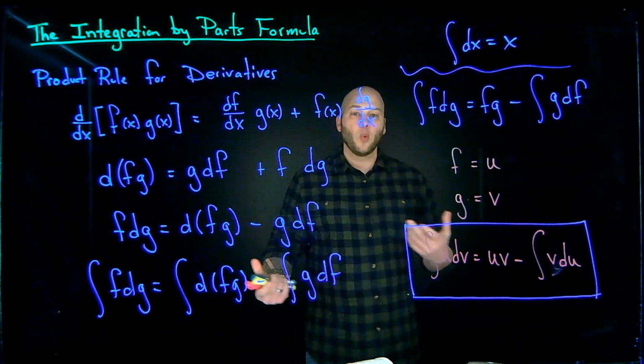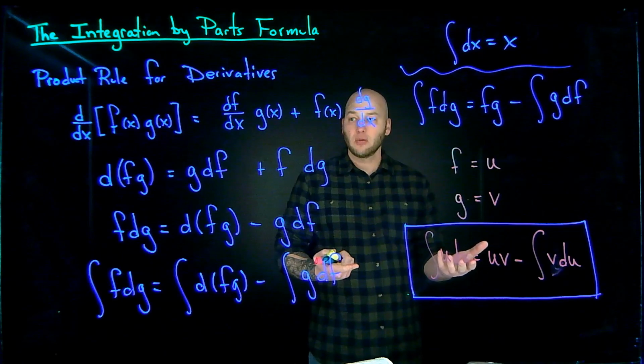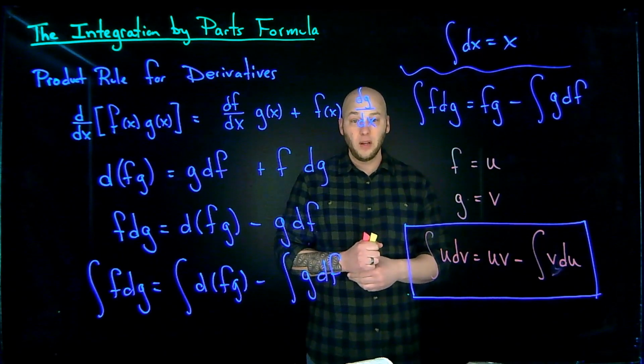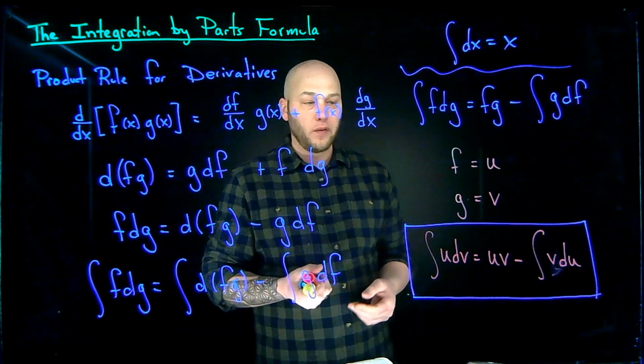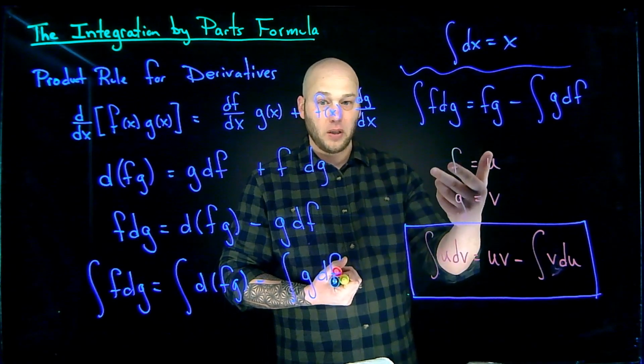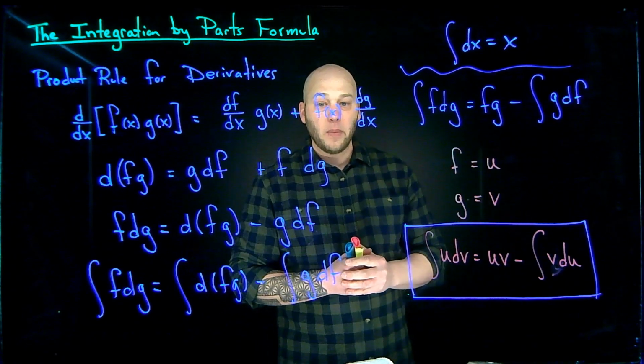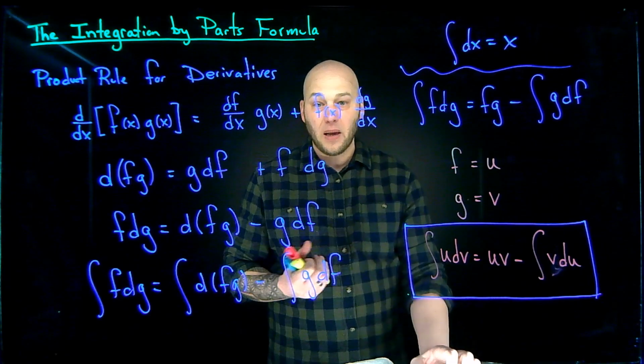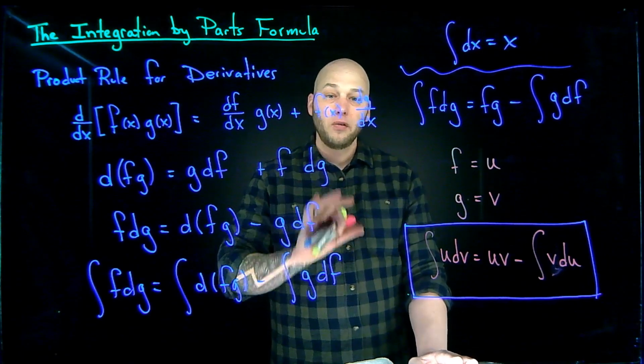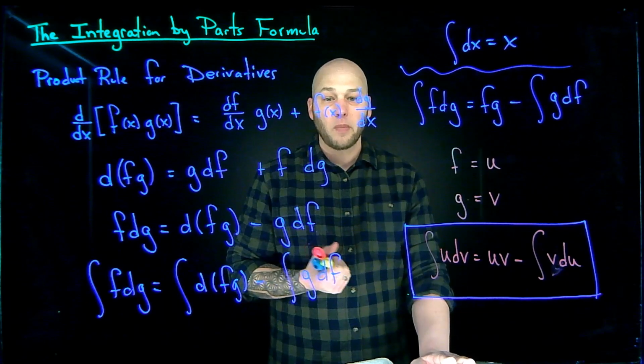One thing I wanted to show you is how this is related to the product rule for derivatives and also what the u and the v are. Really, the u and the v are functions f of x and g of x. In subsequent videos, I will do examples of using integration by parts. This video is simply to show you where the integration by parts formula comes from.